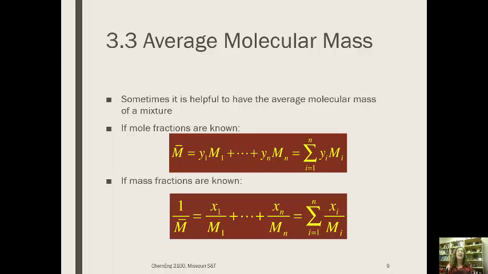If I have mass fractions, well, remember the units on molecular mass are grams per mole, so I need to take the mass fraction and divide by the molecular mass. Unfortunately, when I do this, I get something that's not quite so pretty because the sum of those is actually the reciprocal of the molecular mass. So you're going to take the mass fractions, divide each one by the molecular mass, add them up, and then at the very end take the reciprocal again to get the average molecular mass.